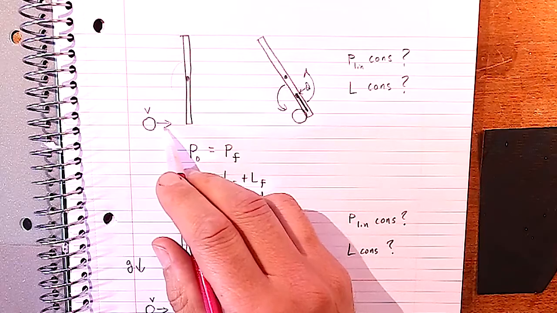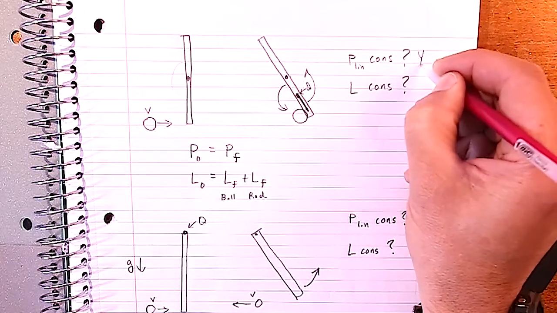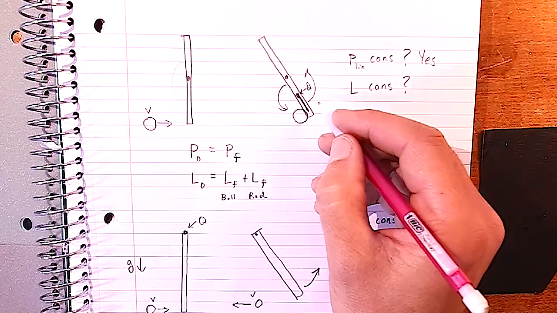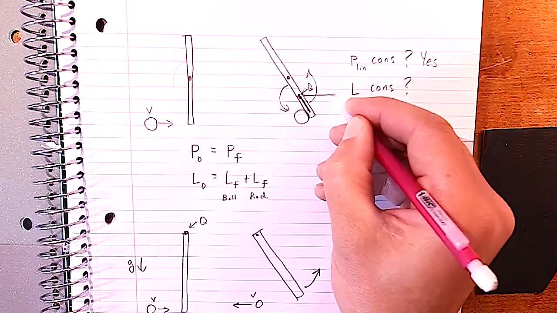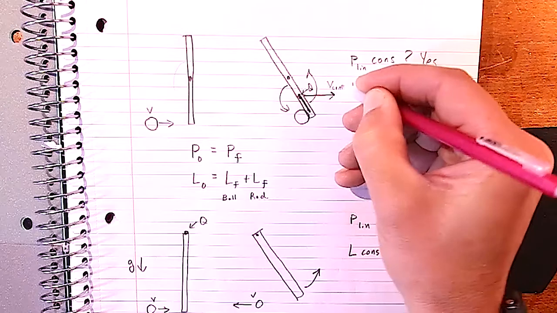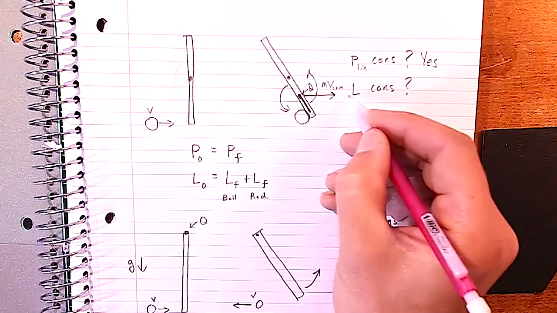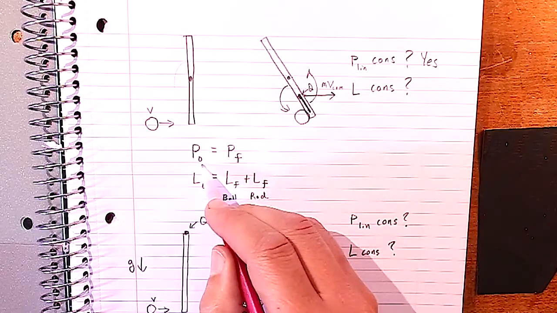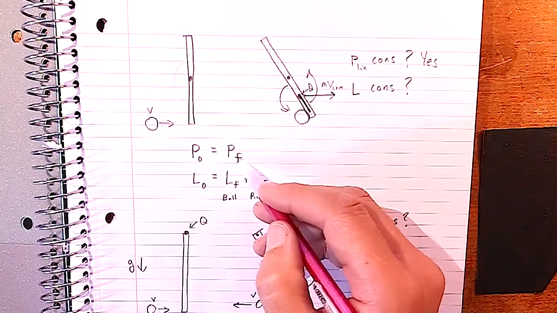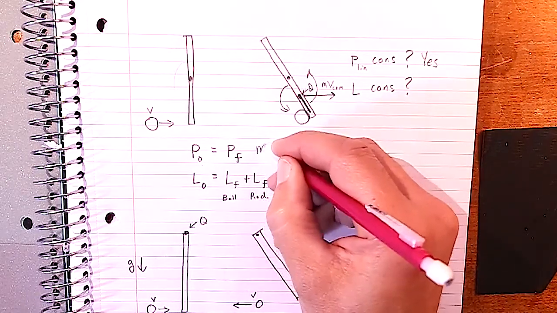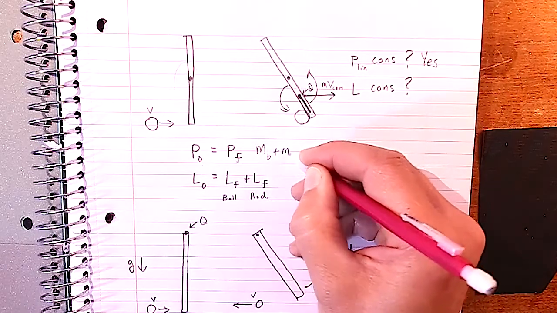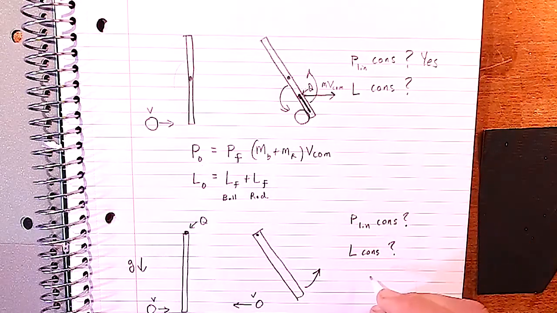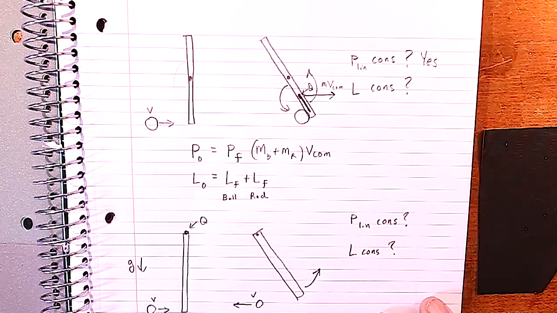The answer is yes, because there's no net external forces. Now think about that. What is going to be the direction of the linear momentum? That is going to be the velocity of the center of mass times m. That's going to be our momentum. So the momentum of the ball comes in, that's going to be mv. And then this is going to be mv, and that's going to be m of the ball plus m of the rod, all times velocity of the center of mass.